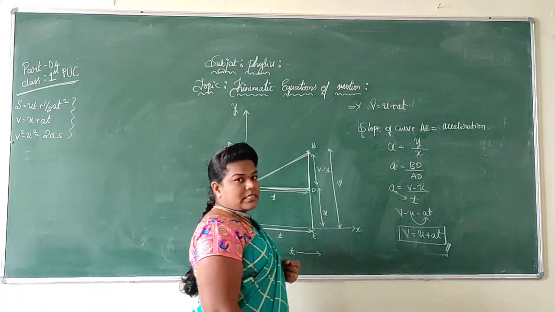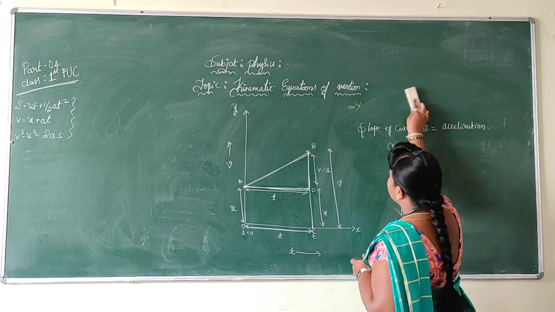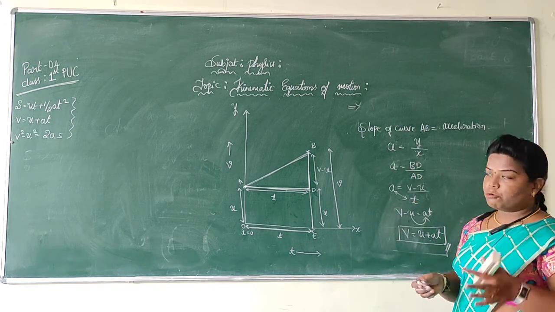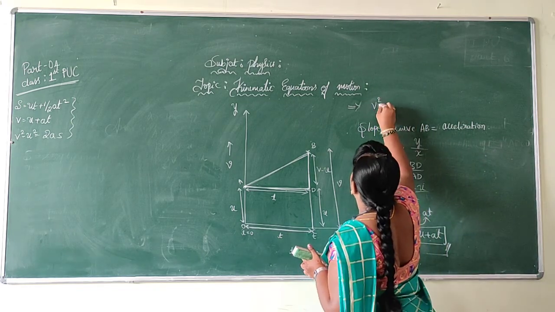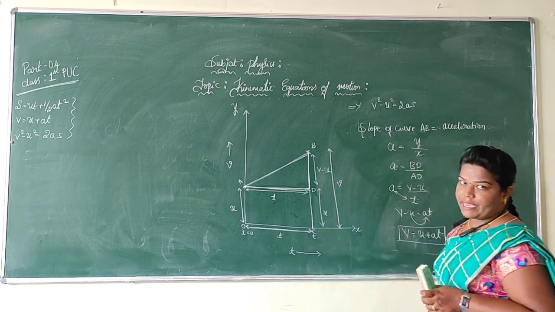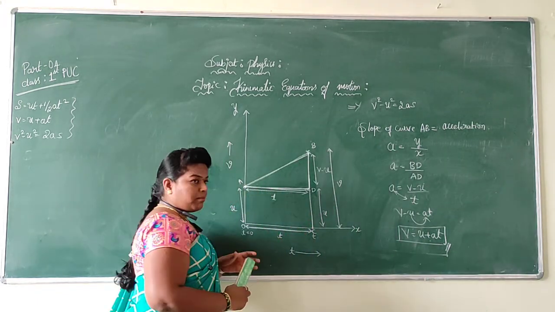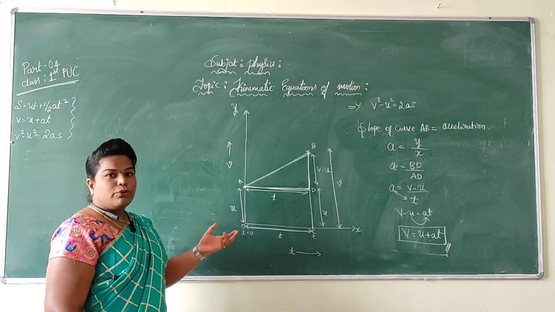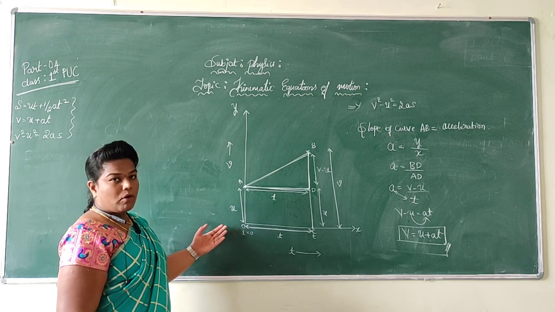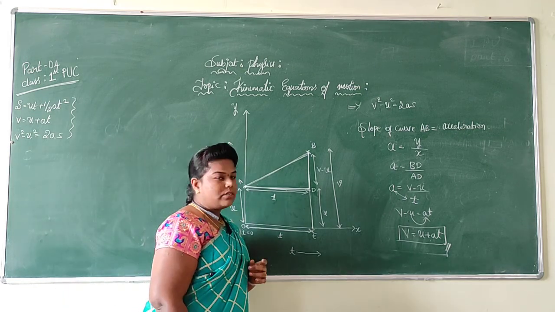My dear students, now let us move towards the derivation of the third equation of motion, that is V square minus U square is equal to 2AS. Dear students, the same thing I am going to follow again. You know that if we calculate the slope of the velocity-time graph, we will get the acceleration.